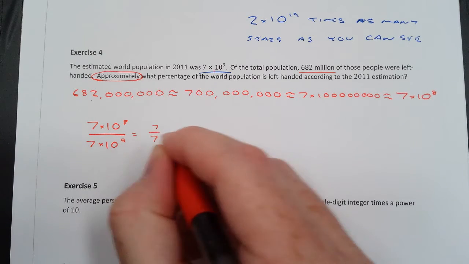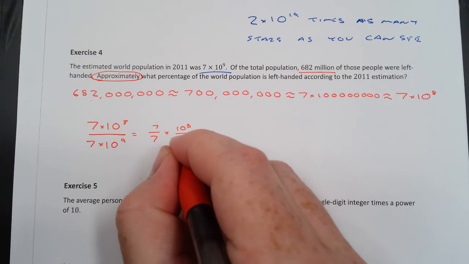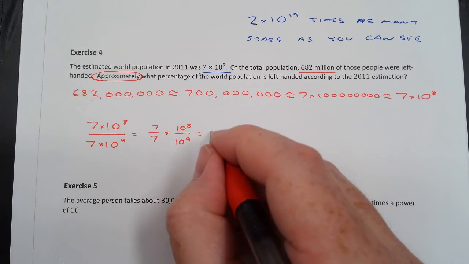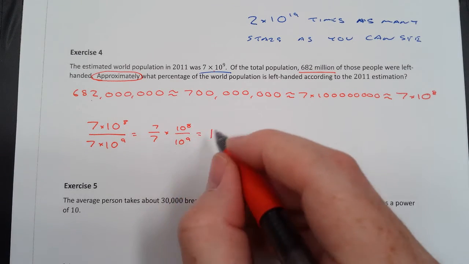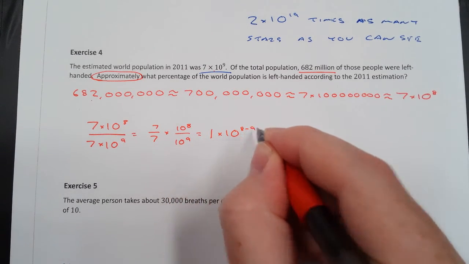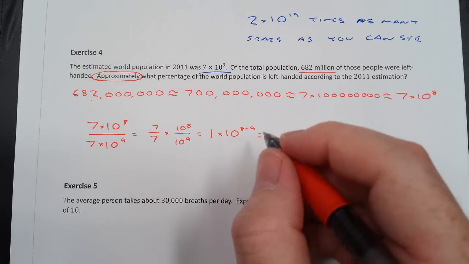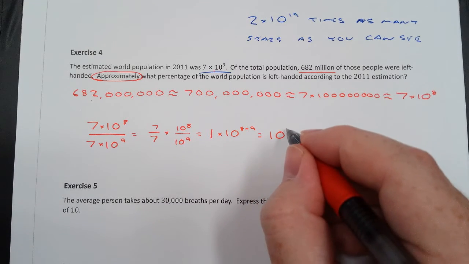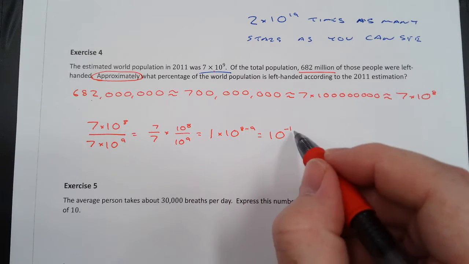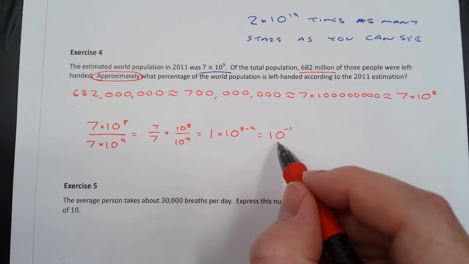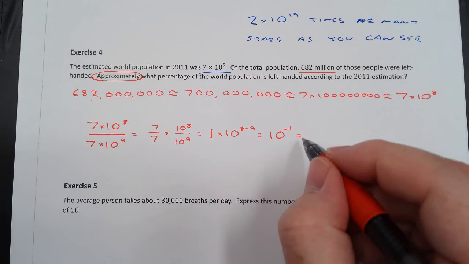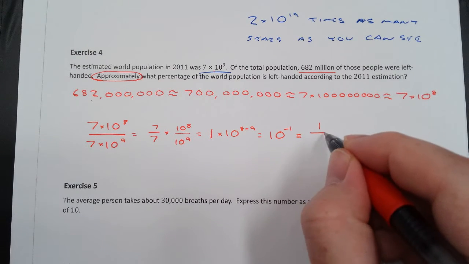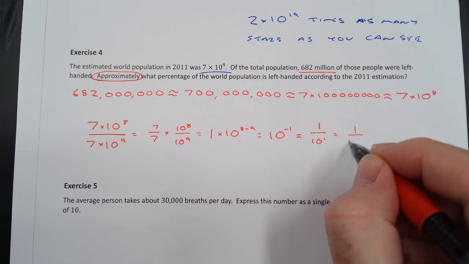Let's separate the numbers and the exponents. 7 over 7 times 10 to the 8th over 10 to the 9th. 7 over 7 is just 1. And 10 to the 8th divided by 10 to the 9th is 10 to the 8 minus 9. So now we get, well, 1 times anything stays the same. So this is just going to be 10 to the negative first power. 8 minus 9 is negative 1. And the 1 means it just stays the same. Now you know from an earlier lesson that 10 to the negative first power is the same as 1 over 10 to the first, which is 1 over 10.